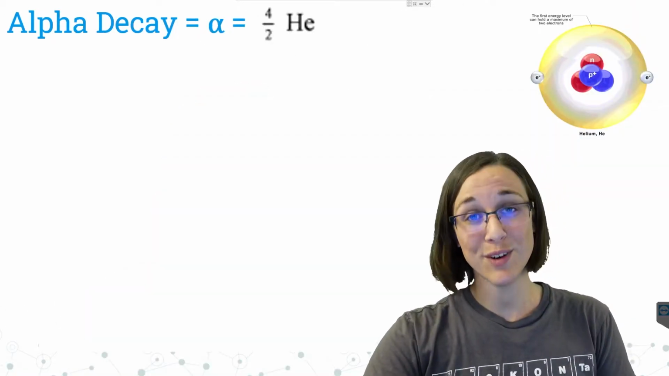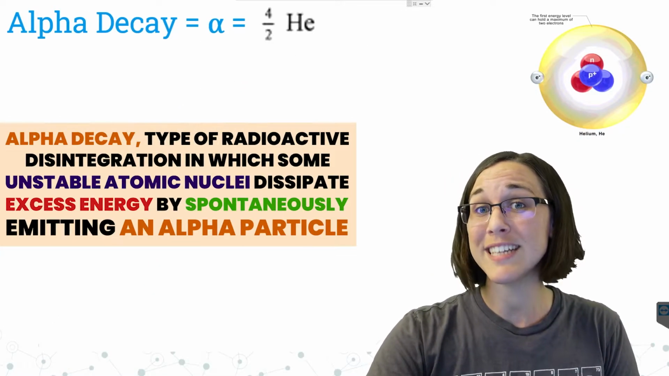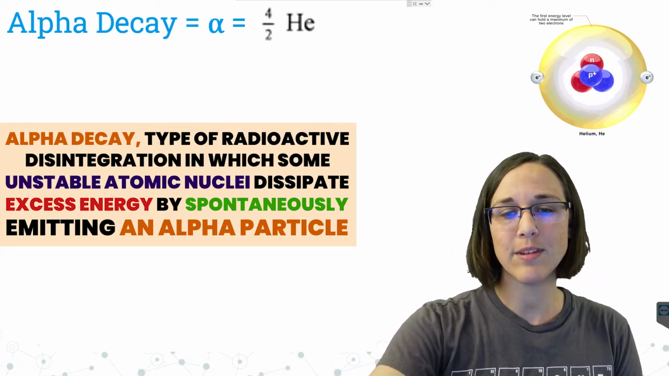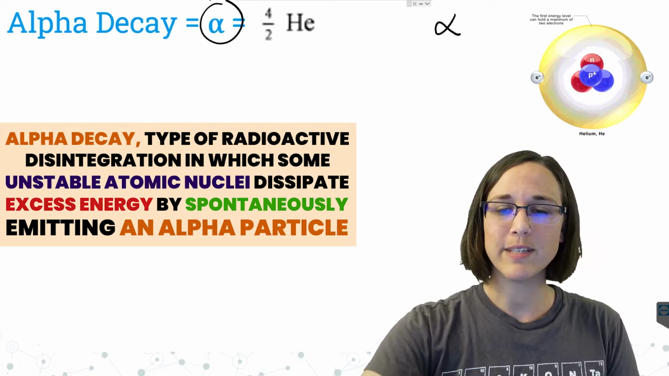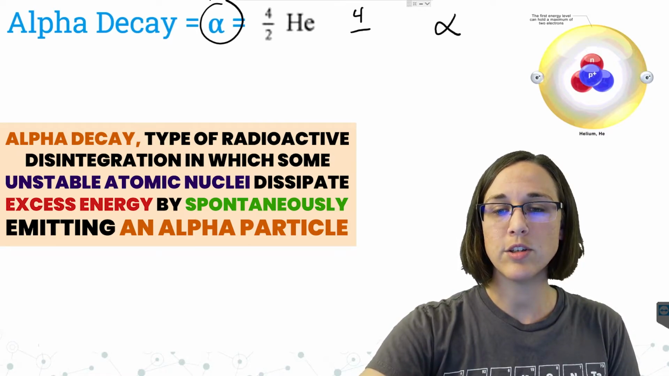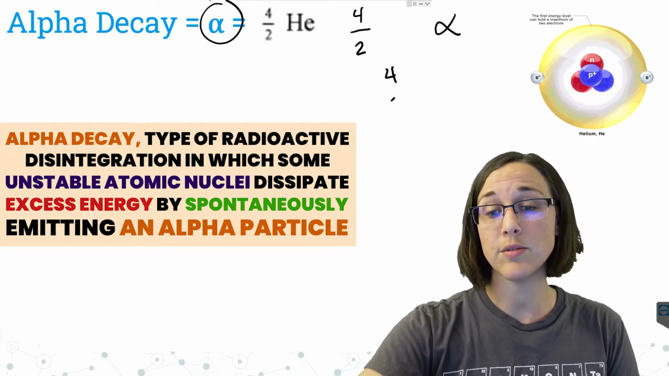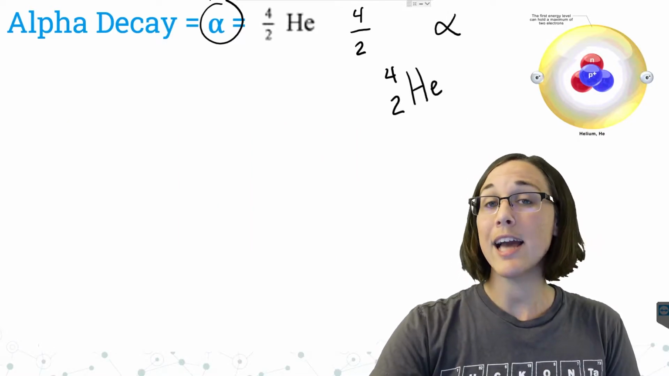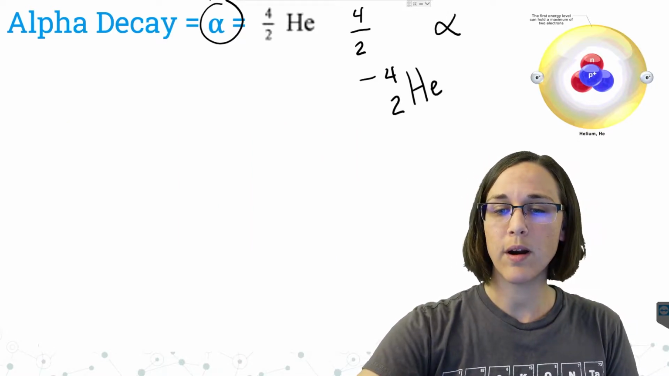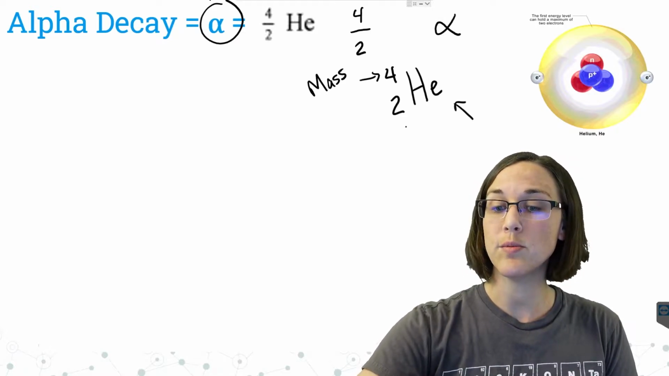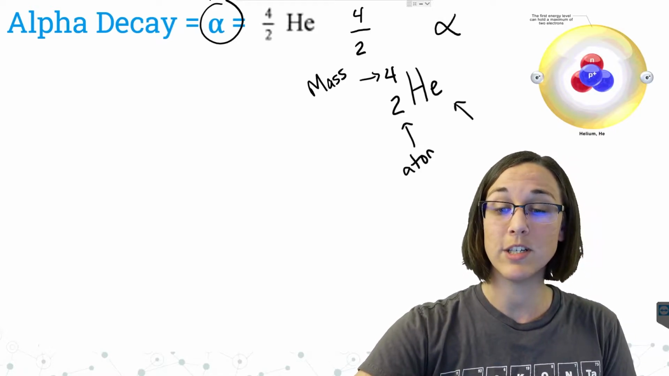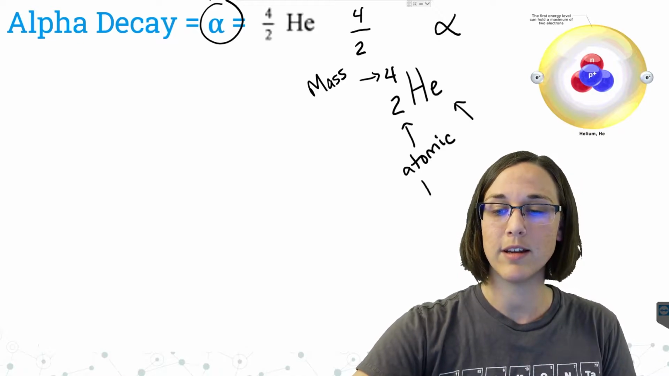Let's delve into our first type of radiation, called alpha decay. We symbolize alpha decay with this little alpha, or kind of like a little fishy symbol here. We also represent it as 4/2 He. As we discussed previously, this 4 would represent the mass of helium, and this 2 would represent the atomic number, which is again the number of protons.